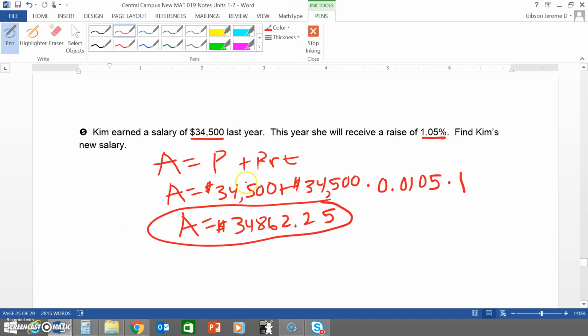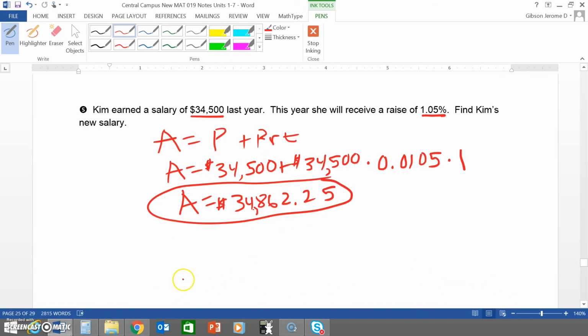So now basically we use the same formula, but for a different type of problem, but it's basically the same rules. Your principal here is your salary, which is your initial amount. The rate is the interest rate of your raise, and then the time is over 1 year. So this is how we got this number here. And we are done.